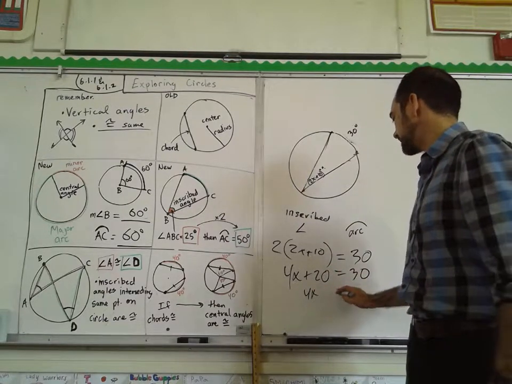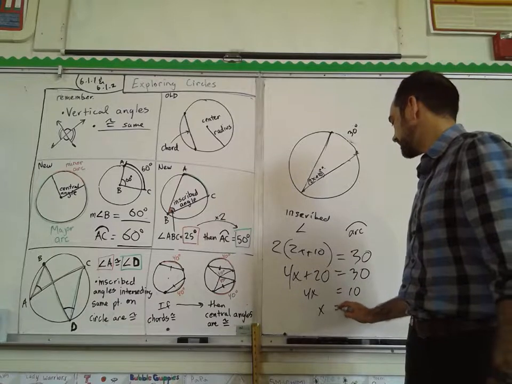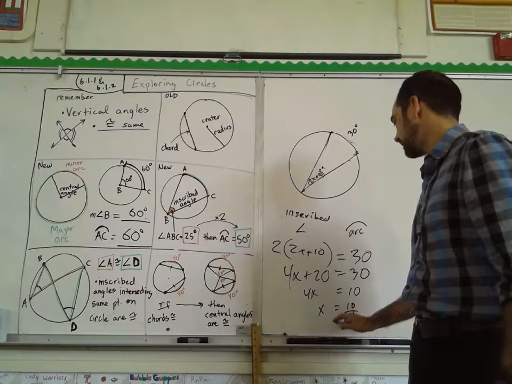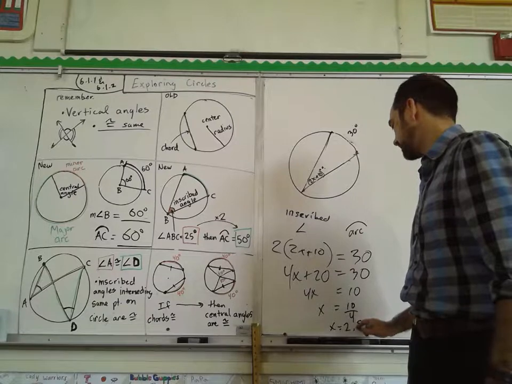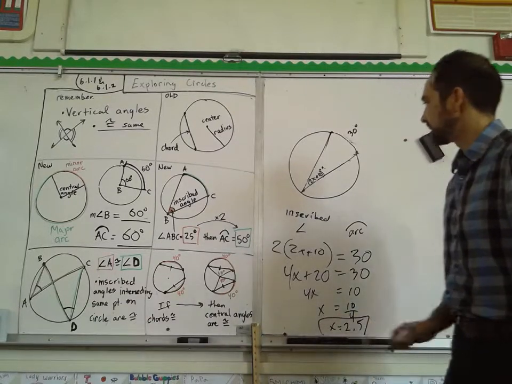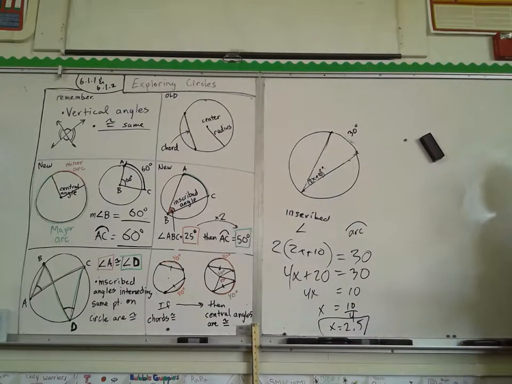4x is equal to 10. X is equal to 10 over 4. X is equal to 2.5. Just like before.